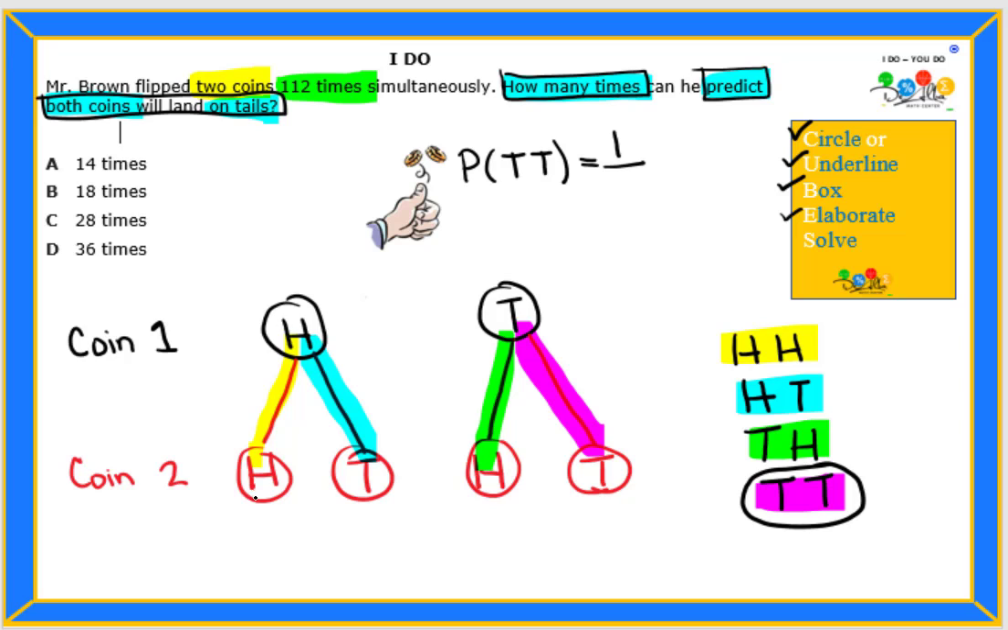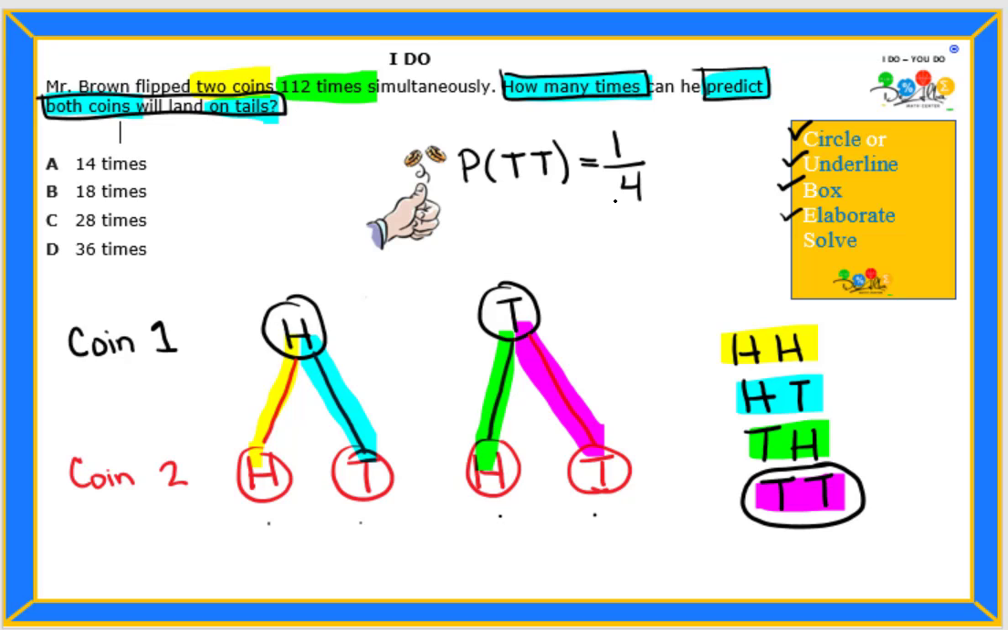Remember, if we have a tree diagram, we count the bottom most so we can see how many possibilities. And here in our list, we can see that there are 4 possibilities. So that's 1 out of 4 that I will be able to land on tails, tails. Now, we're not going to flip only 4 times. Remember, now we're trying to make a prediction.